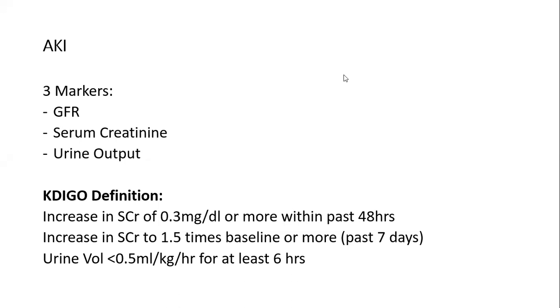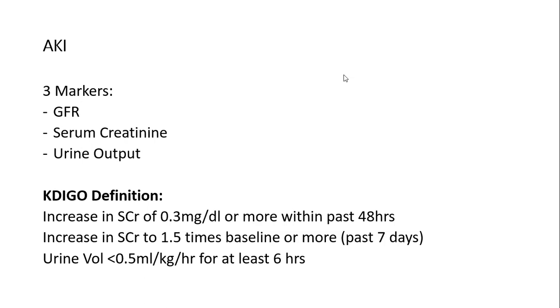So the KDIGO definition says, now we'll start to memorize how we define acute kidney injury. Either it's a serum creatinine increase of 0.3 mg per dL or more within the past 48 hours, or there is an increase in serum creatinine to 1.5 times the baseline in the past 7 days, or the urine volume is less than 0.5 mL per kg per hour for the last 6 hours, right?